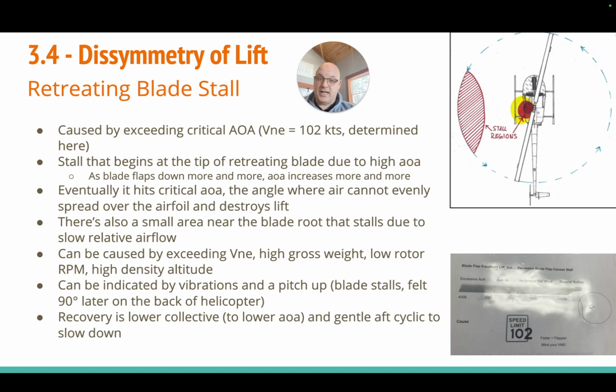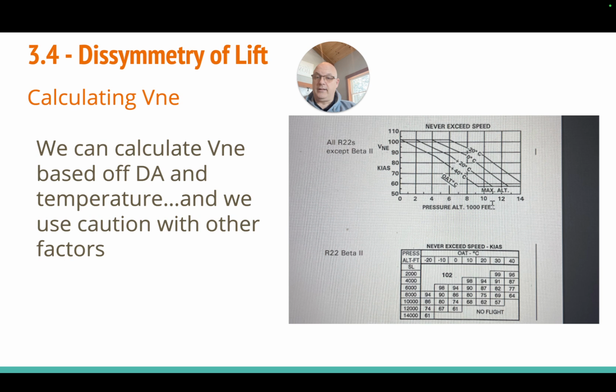So how do we stay out of this? Don't go too fast. How do we recover from it? Lowering collective and gentle aft pressure on the cyclic to slow down. If you have turbulence outside, that is another reason why your pilot operating handbook will tell you not to exceed 70 or 90 knots, depending on what aircraft you're in. All these things matter during flight, and you need to learn them on the ground and in theory, because you never want to get yourself into that particular position.